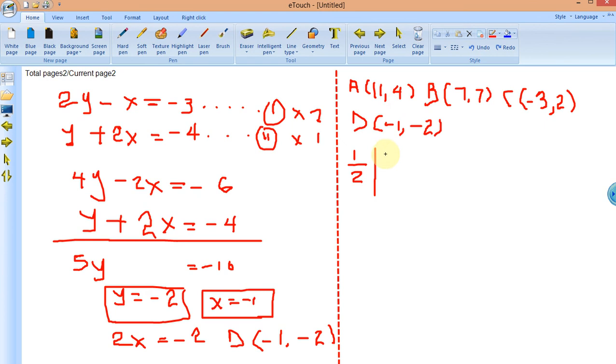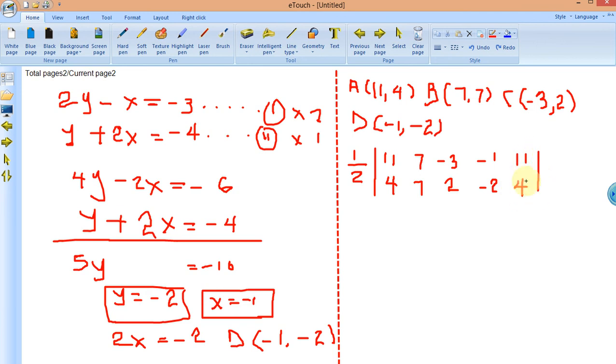So that is 11,4. Accordingly, A, B, C, D, because you have to find the area of trapezium ABCD. So you start with A, then to B, to C, then to D. Then B is 7,7. Then C is -3,2. And D is -1,-2. So guys, to use this method, you have to repeat the first coordinate. Whether you're dealing with a triangle or any polygon, you repeat the first coordinate. That is 11,4 in this case.